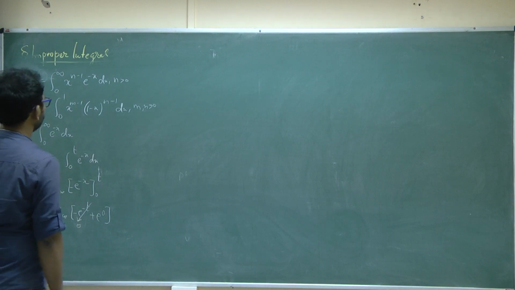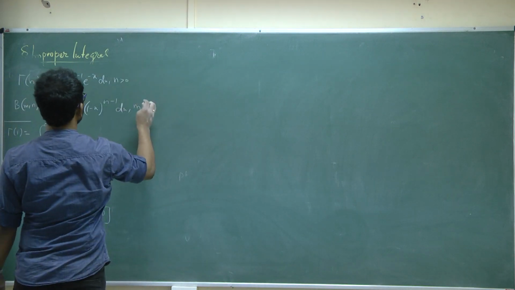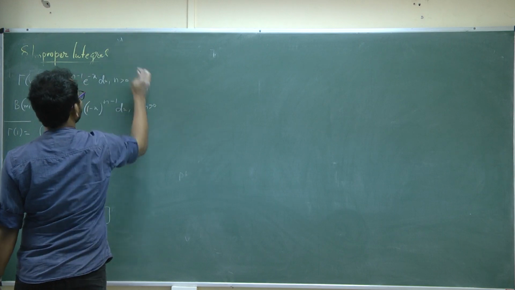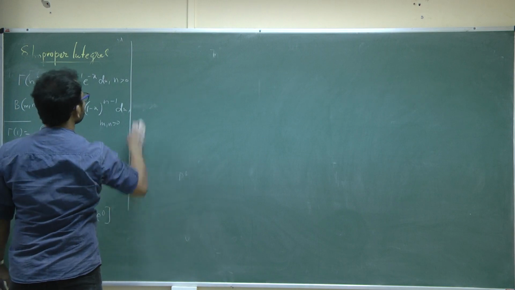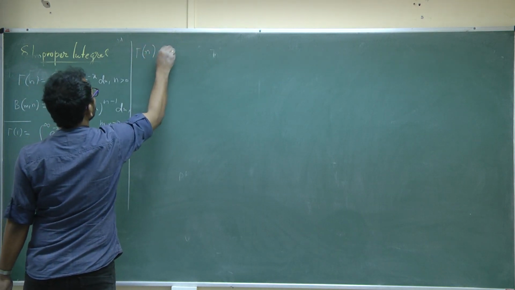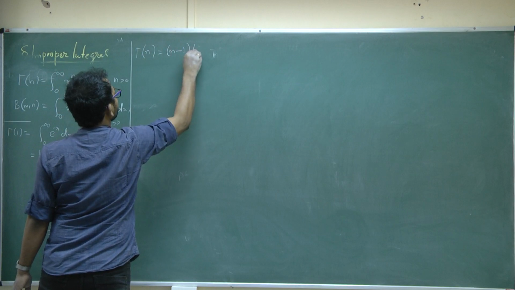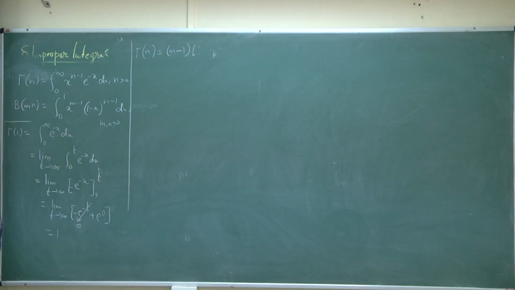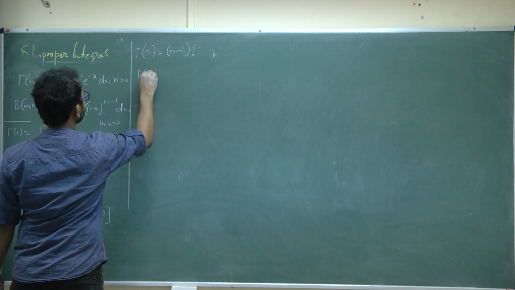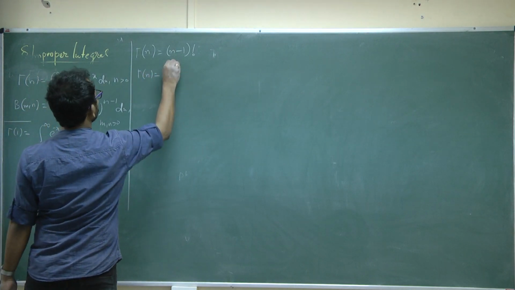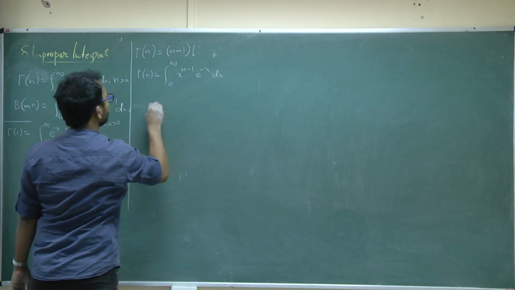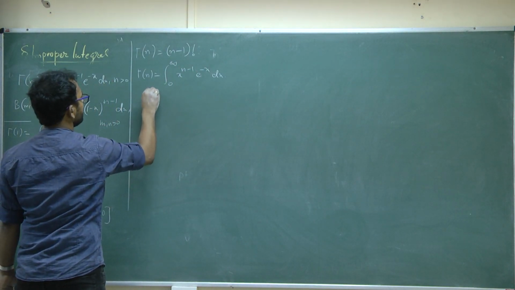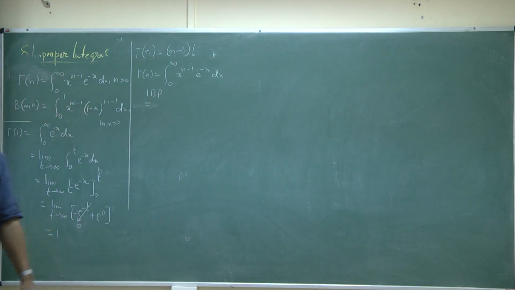Next, we will write one more property. One more property is gamma n equals n minus 1 factorial. All right, so that is the second property. We know that gamma n is the integral from 0 to infinity of x to the power n minus 1, e to the power minus x dx. So let's integrate by parts, IBP.